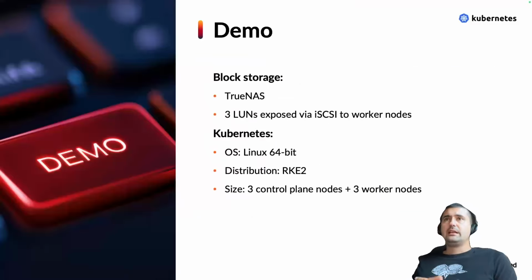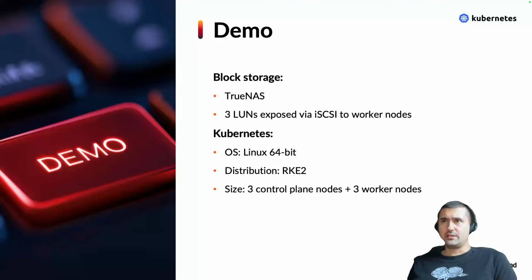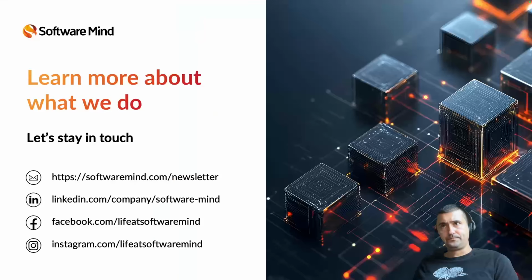For demo purposes, I simulated this block storage with a TrueNAS server, which is exposing volumes via the iSCSI protocol to my worker nodes. On the Kubernetes part, I have deployed a Linux 64-bit operating system. I think it's Rocky Linux, with an RKE2 Kubernetes cluster with 6 nodes, 3 worker nodes and 3 control plane nodes. And that's it in terms of the presentation.